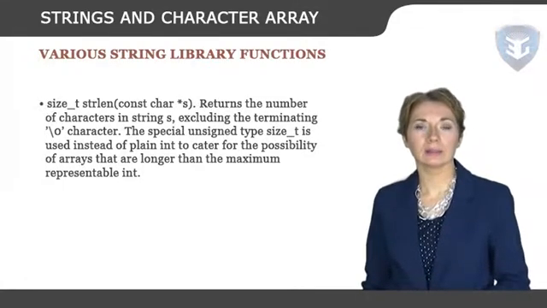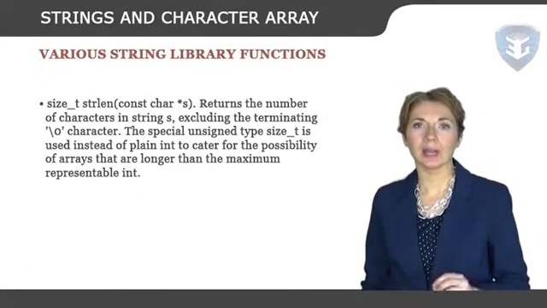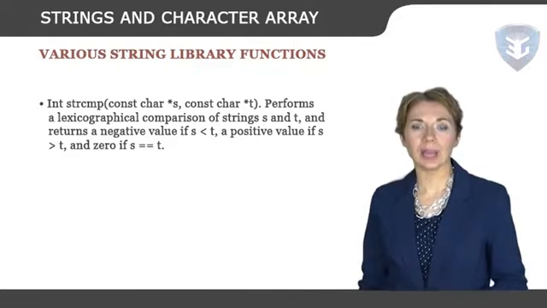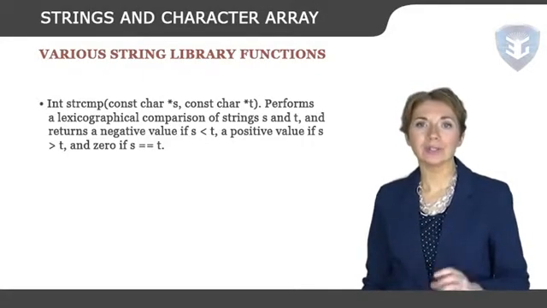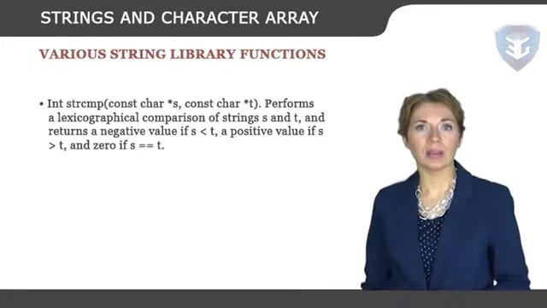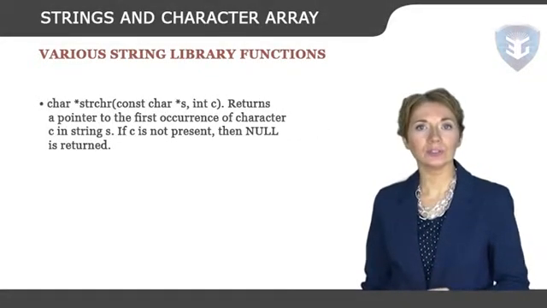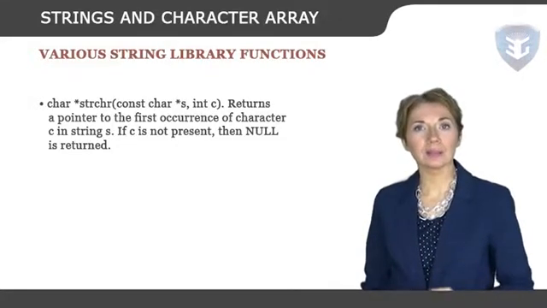size_t strlen(const char pointer s) returns the number of characters in string s, excluding the terminating null character. The special unsigned type size_t is used instead of plain int to cater for the possibility of arrays that are longer than the maximum representable int. That is, it returns the length of string s1. int strcmp(const char pointer s, const char pointer t) performs a lexicographical comparison of strings s and t and returns a negative value if s is less than t, a positive value if s is greater than t, and 0 if s is equal to t. That is, it returns 0 if s1 and s2 are the same, less than 0 if s1 is less than s2, greater than 0 if s1 is greater than s2.